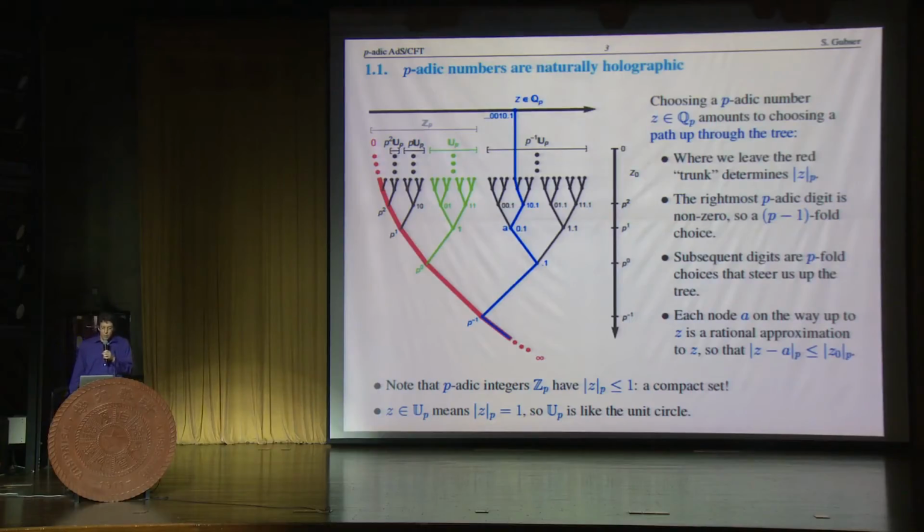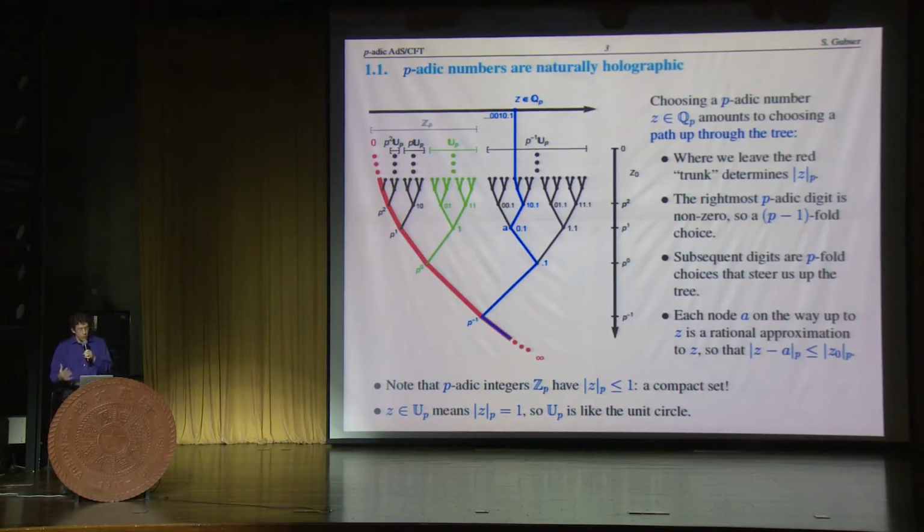An important property we'll have to keep in mind in future slides is that the p-adic numbers have a subset of the p-adic integers, that is numbers with no fractional part, no 0.1 or 0.11. So p-adic integers are in fact a compact set. They're the numbers whose p-adic norm is no greater than 1. Another important set for us will be the p-adic numbers whose norm is exactly 1. In other words, the unit circle in the p-adics. And that is this set U sub p.